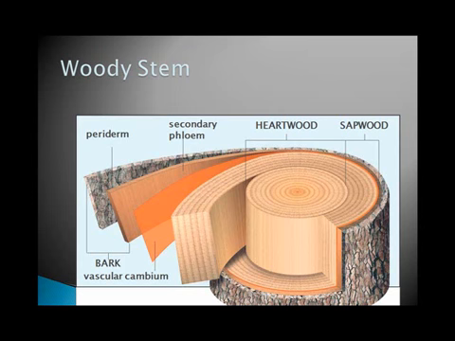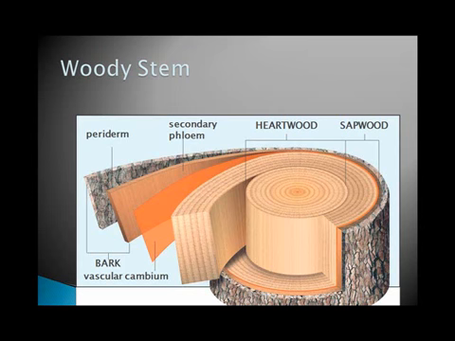When we form bark, periderm, which is formed from the cork cambium, plus the secondary phloem, make up the bark. Bark consists of living cells and dead tissues outside the vascular cambium.